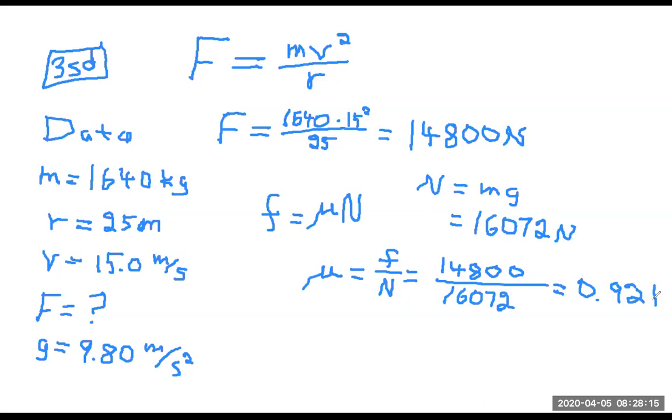But what if it's a wet day, or what if it's snowy and the coefficient goes down to, let's say, 0.3? What's going to happen? If the coefficient goes down to 0.3, then the weight's not changing, but the friction force is less. And the maximum friction force you're going to get is not going to be equal to 14,800. It'll be less than that. And if you don't have enough force, the car is not going to follow that curve. The car is going to drift in a straight line and hit the guardrail.